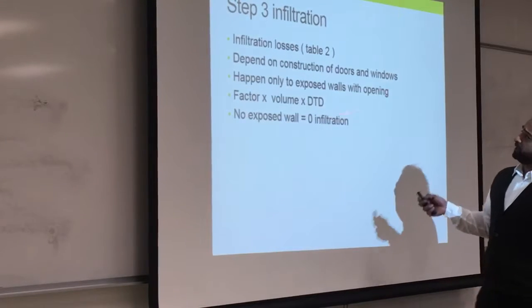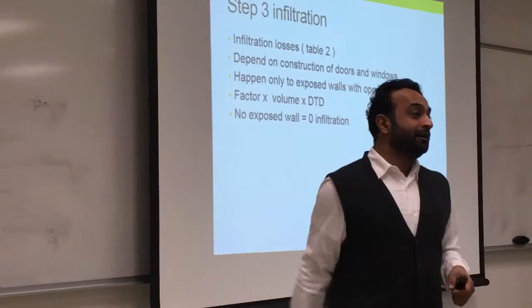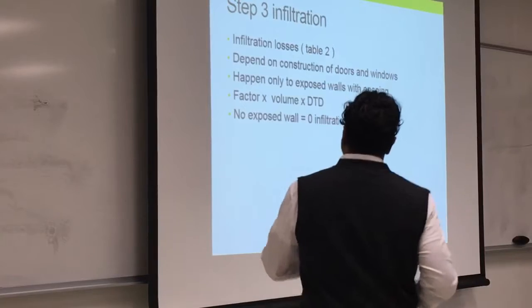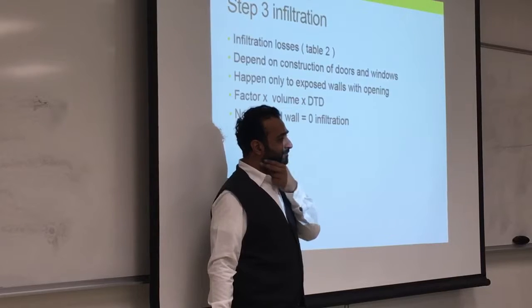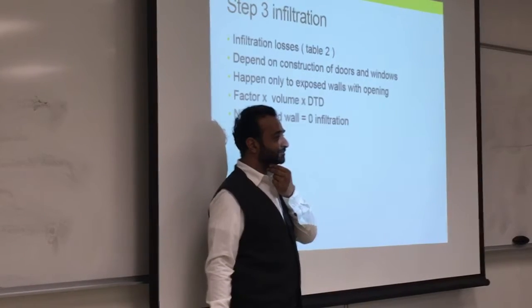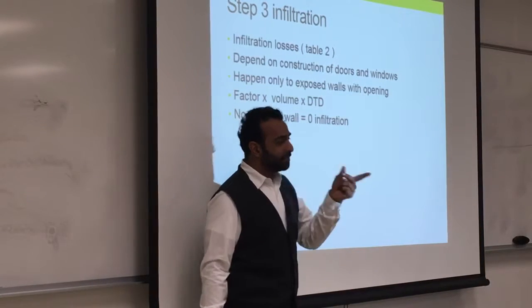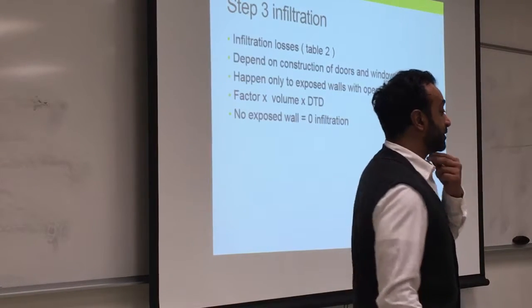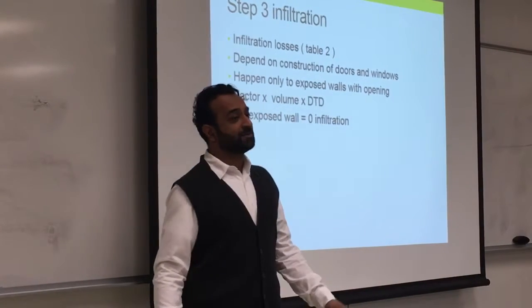It depends on the construction of doors and windows, and happens only to an exposed wall with opening. What if I have a wall that opens to the dining room and has a window? Does it count? No. It has to be to the outside and has a window on it. The factor you get times the volume times the DTD. What if you have a wall that goes to the garage? That doesn't count. What if the garage isn't heated though? It still doesn't count. It's a good question, but it doesn't count. You want the outside because it has to do with the wind and change with the air. No exposed wall, zero infiltration. Please ask me questions if you don't understand.